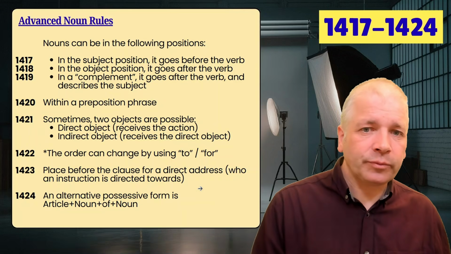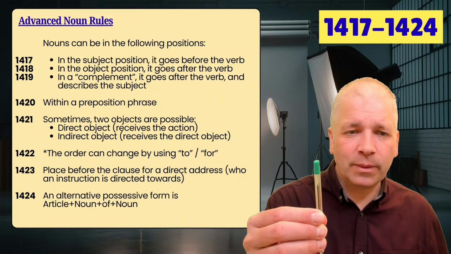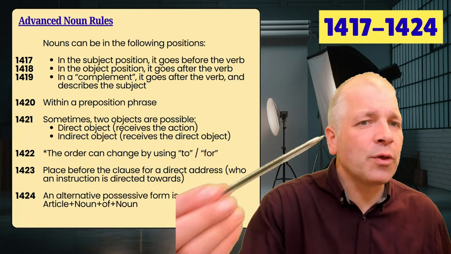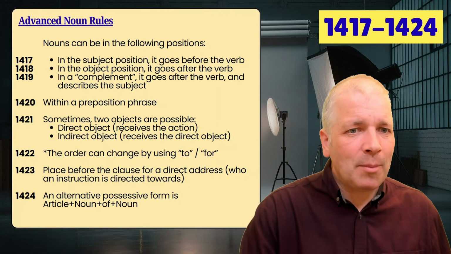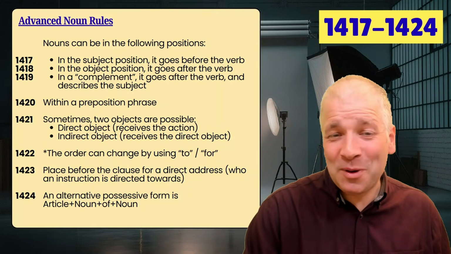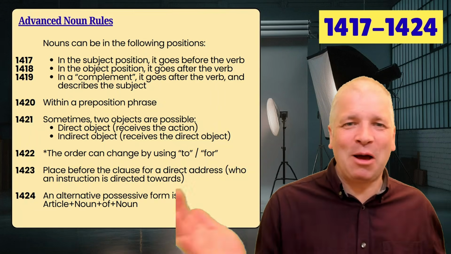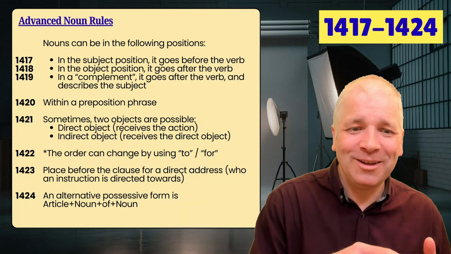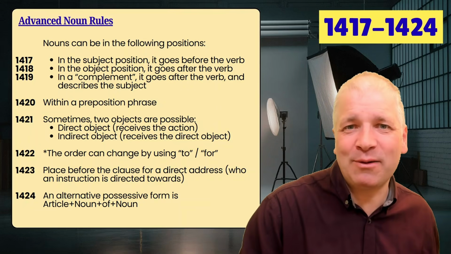So this is my pen. This is the pen of the room. But there are more rules. We wouldn't normally say the pen of the room. It was just an example of how the grammar looks. But in a moment, I'm going to tell you more about when you should use this alternative possessive form.